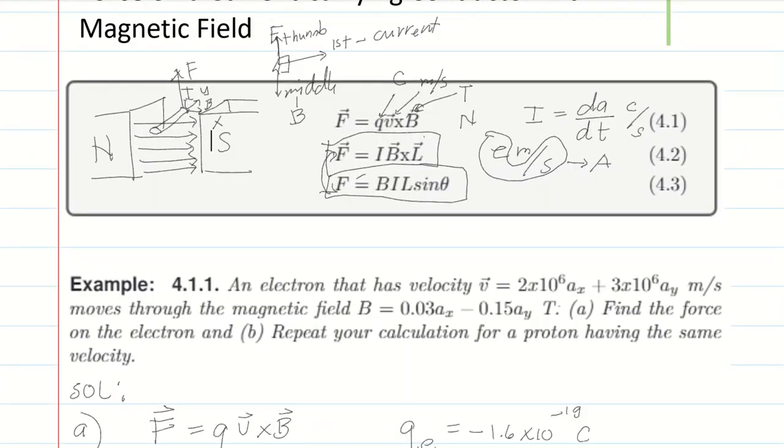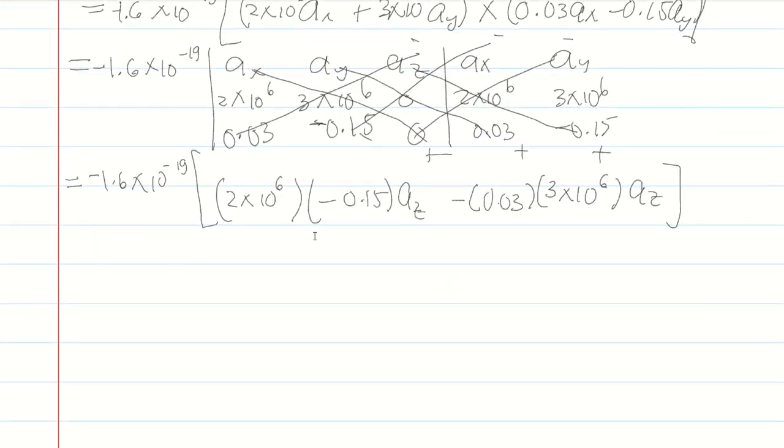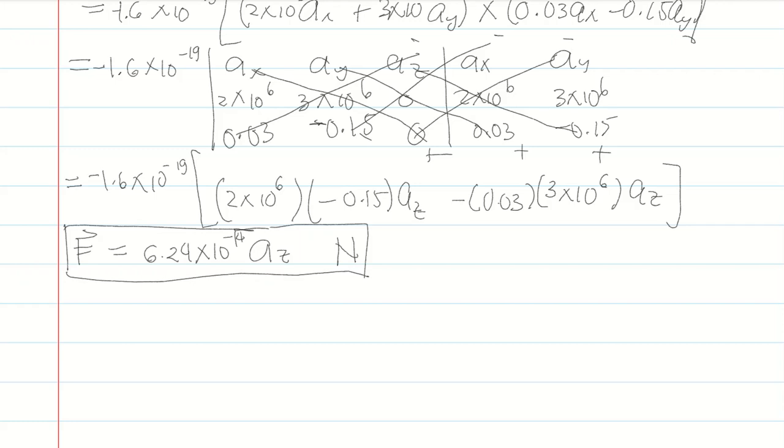So the result will be either the force is upward or the force is downward. It depends also on the direction of B and V. So in this example, if you want to solve for F, our F will be equal to 6.24 times 10 to the negative 14, and the direction will be positive EZ. This will be in Newtons. So this is the force experienced by our electron.